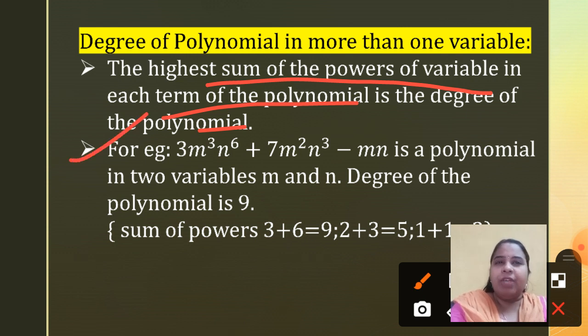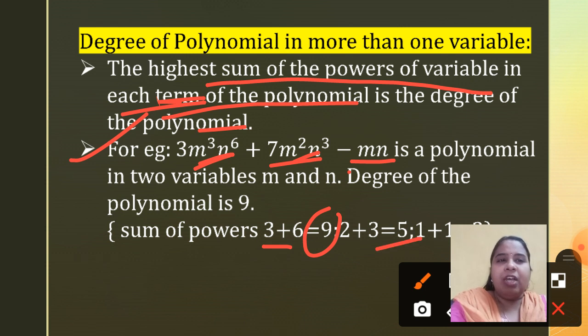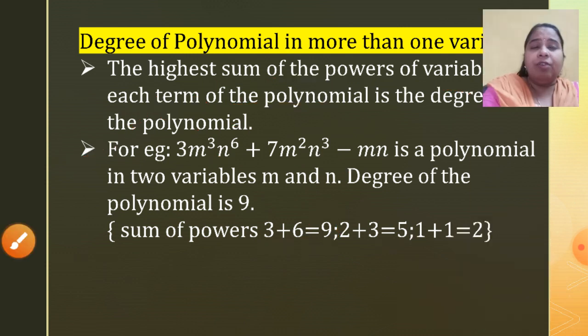Okay, what is given? The highest sum of the powers of the variable. Now individually let us add the powers of each term. There are 3 terms in this: first term, second term and third term. Okay, let us add the powers of this. What we will get? 3 plus 6, how much? 9. 2 plus 3, how much? 5. And nothing is there means 1. 1 plus 1, that is 2. Correct? So what will be the degree of this?